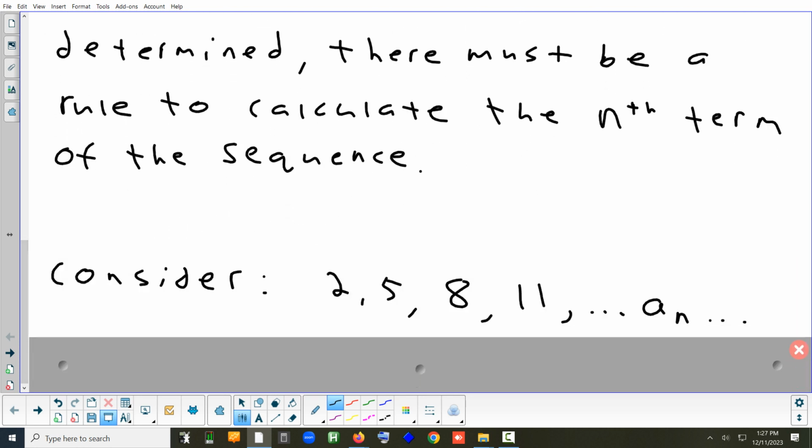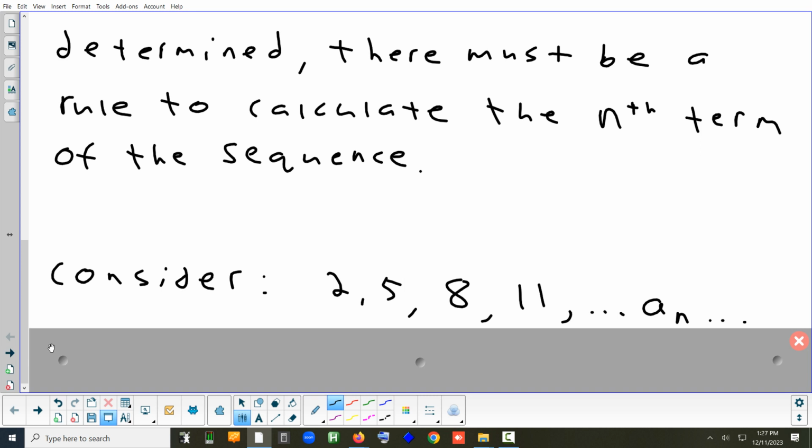Okay, let's look at the sequence 2, 5, 8, 11, and so on. First of all, when you describe the terms in a sequence, the first number is in what we call position 1. You start with position 1. So that's A1. That's the second term in sequence A, the third term, and so on.